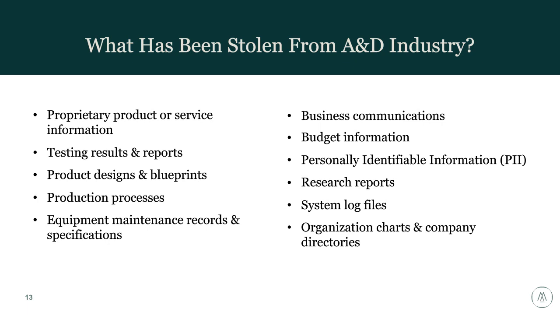Equipment maintenance records and specifications, business communications. That may seem not too important, but that ties in directly to the last bullet, organization charts and company directories. By business communications, you can see who's sending the note, who's in charge, who's the boss, who's got the authority. Again, it's all about building the organization chart and understanding who you can target for phishing attacks and other types of social attacks.